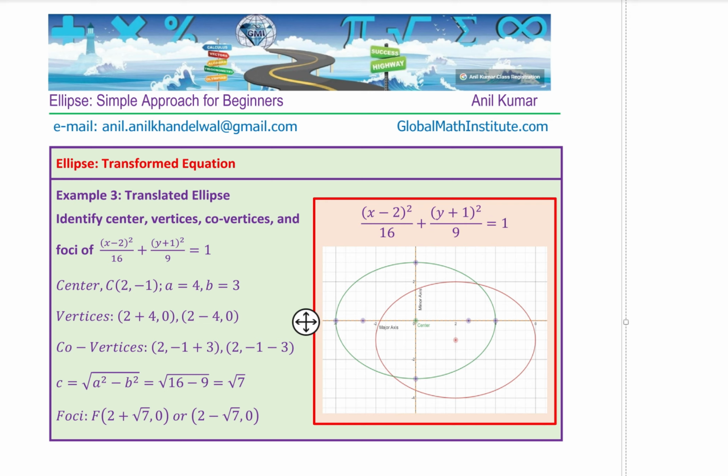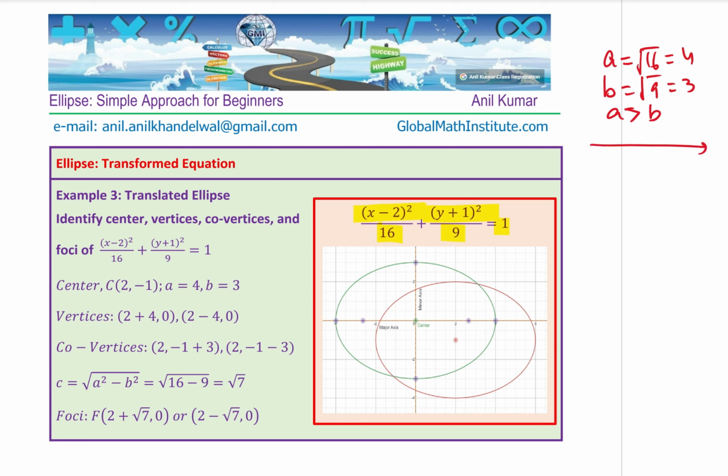So in our example, the equation is (x minus 2) whole squared over 16 plus (y plus 1) whole squared over 9 equals 1. The graph is the same as shown earlier. So we will now look at this particular equation and find all the parameters. Well, clearly we know the value of a is equal to the square root of 16, which is 4. b is the square root of 9, which is 3. a is greater than b, so the major axis is horizontal, right? And the total distance is 2a, right? So this is like 4 units here and 4 units there.